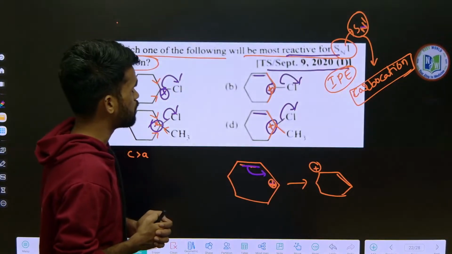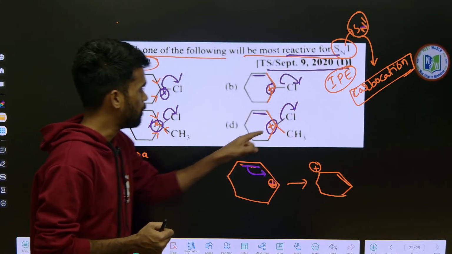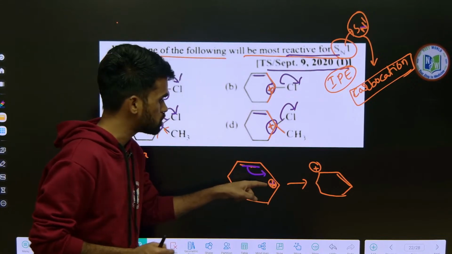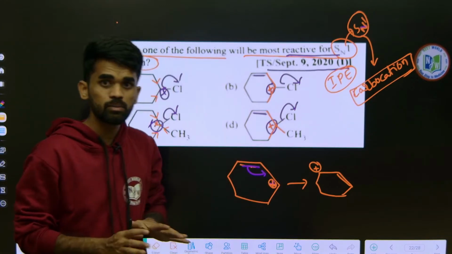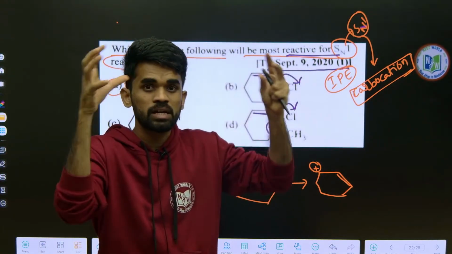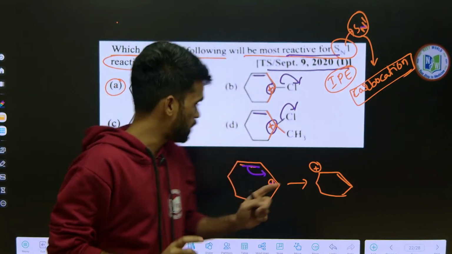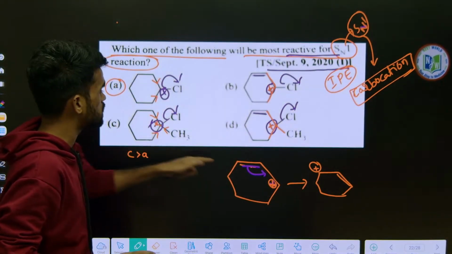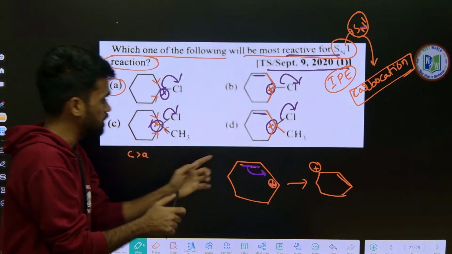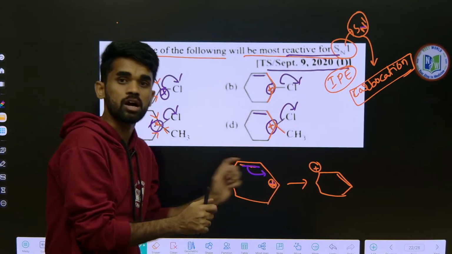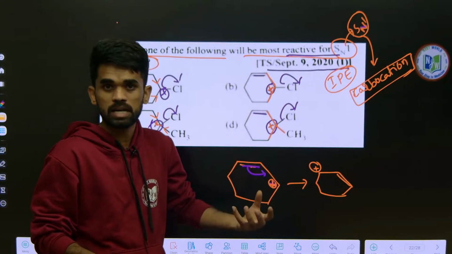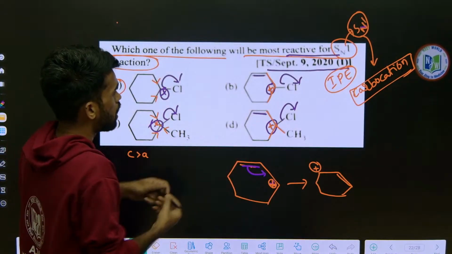See what is happening: if there is no conjugation, the positive charge is sitting on only one carbon. If there is a conjugation like this, the positive charge is spreading from here to here. It is like a weight on your head: if that weight is shared by your friends, you will feel relaxed. But in the case without conjugation, the weight on the head stays like that only. Here it is spreading through this number of carbons, so it gets relaxed and more stabilized. So which is more stabilized out of these two?